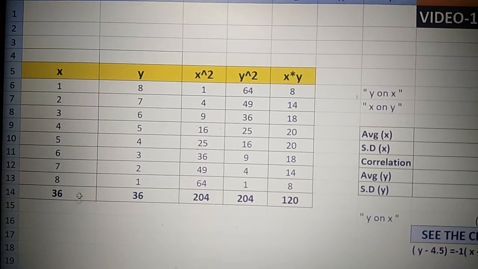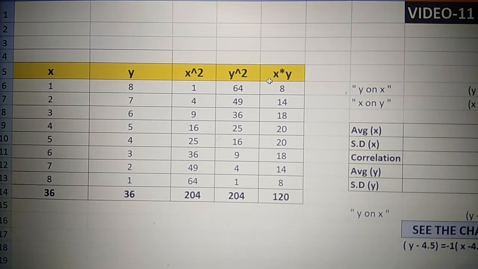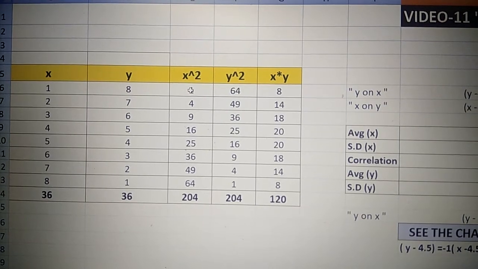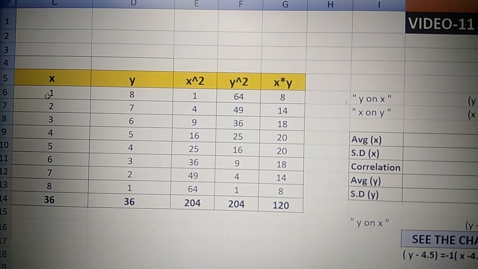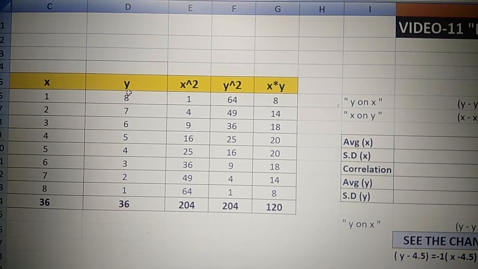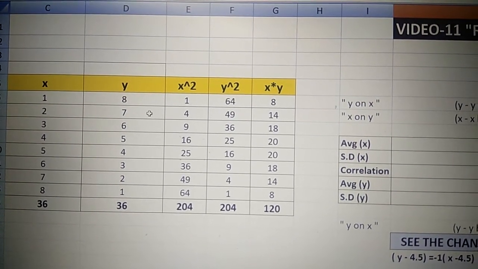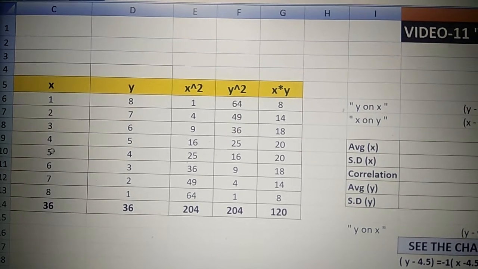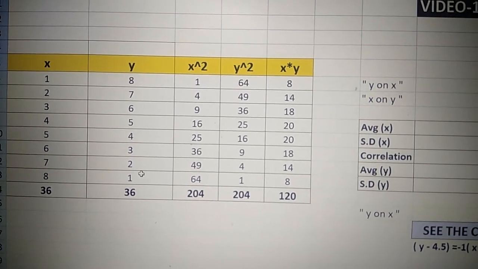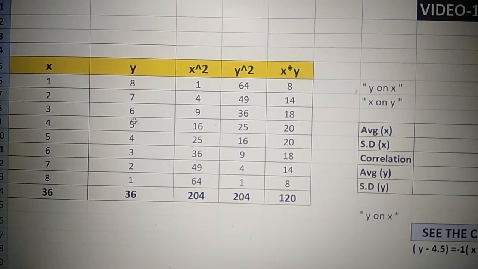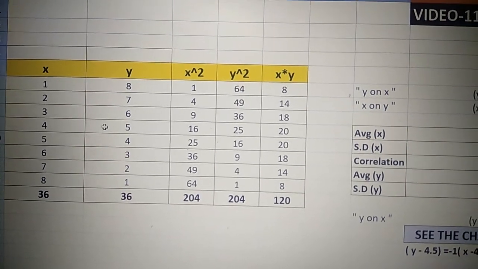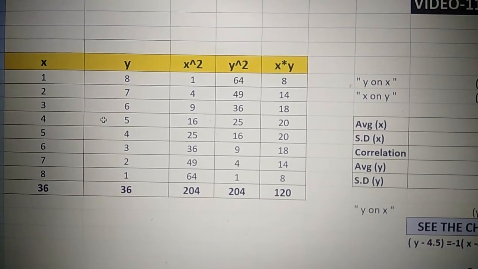This is the x, y, then x square and y square, and x multiplied by y. I hope you understand how it has been derived. X square means square of 1, square of 2, square of 3, and so on. And y square, 8 square 64, 7 square 49, and so on. I have intentionally made x from 1 to 8 and y reversed from 8 to 1, so that you could have an idea that it's an inverse function. Whatever the graph will be, it will be something upside down, so that you can have that understanding.